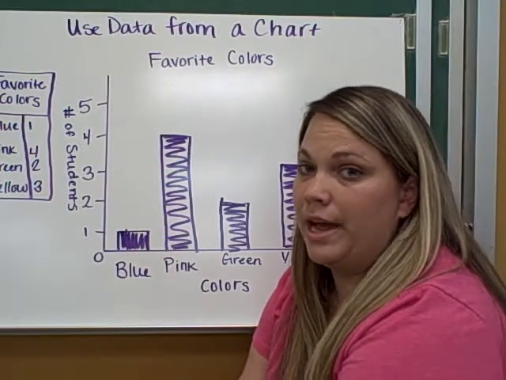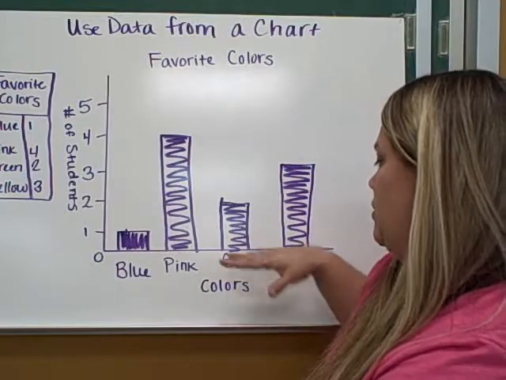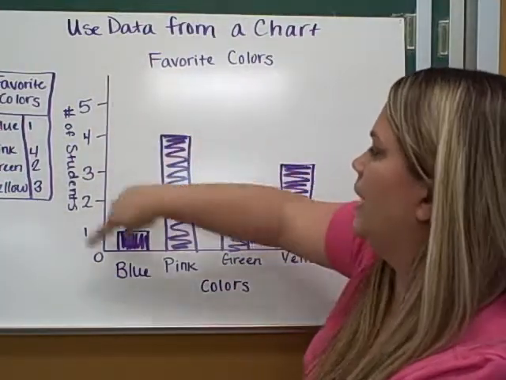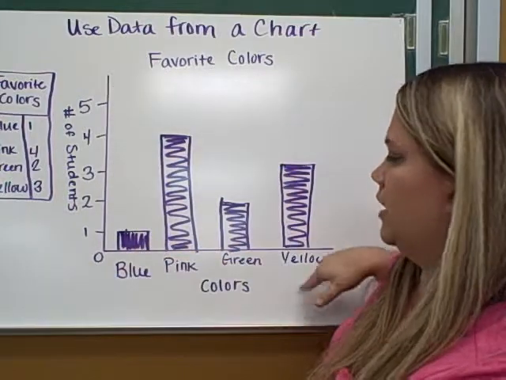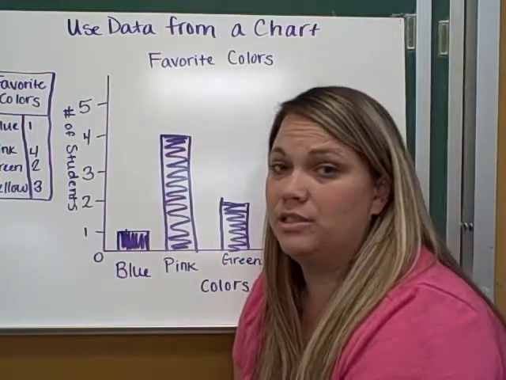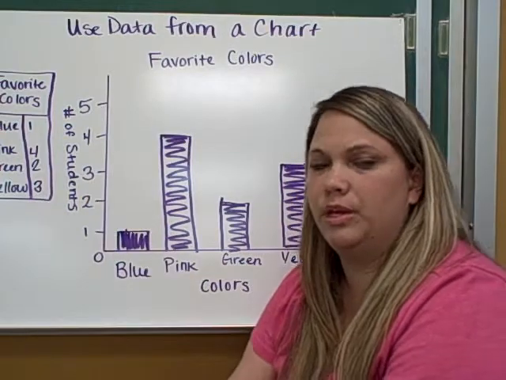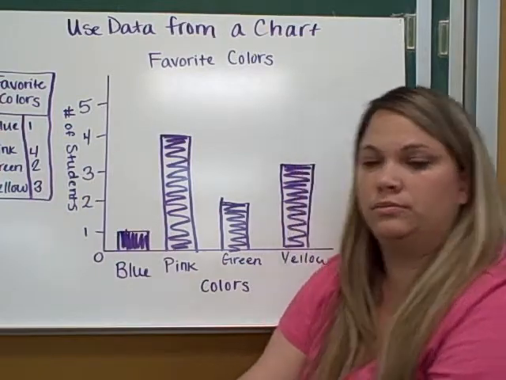Very simple. Now, if you put your scale down here, then this whole thing will be rotated, so your bars would be going out this way, and your colors would be on this side, and your scale would be down here. That's preference. It's totally up to you which axis you decide to make your scale and which one you want to be your choices.